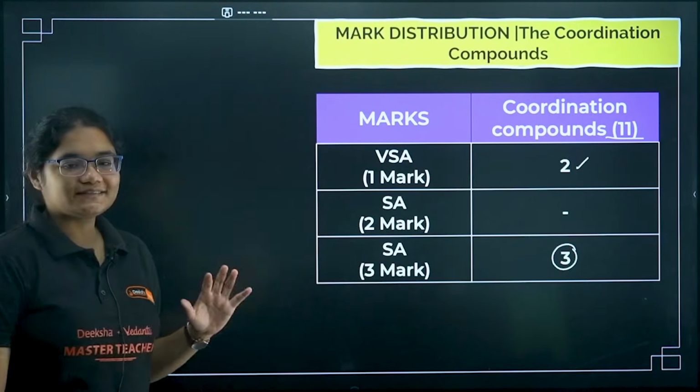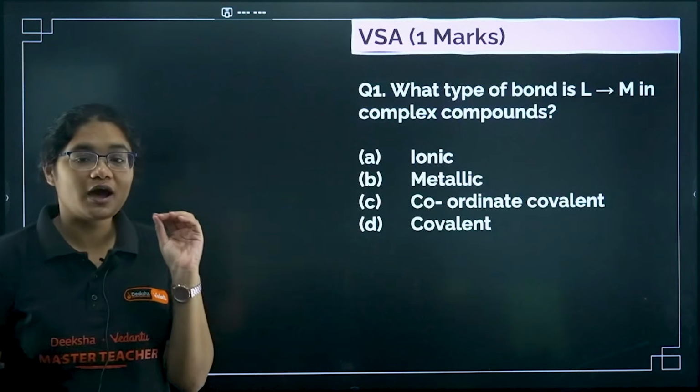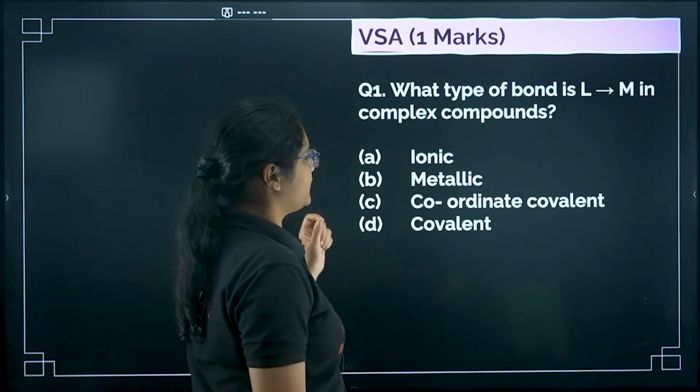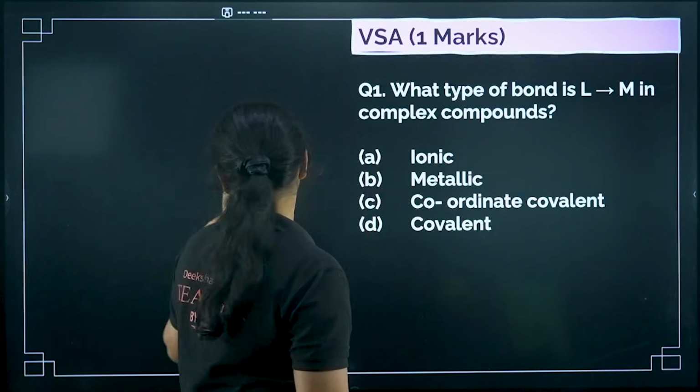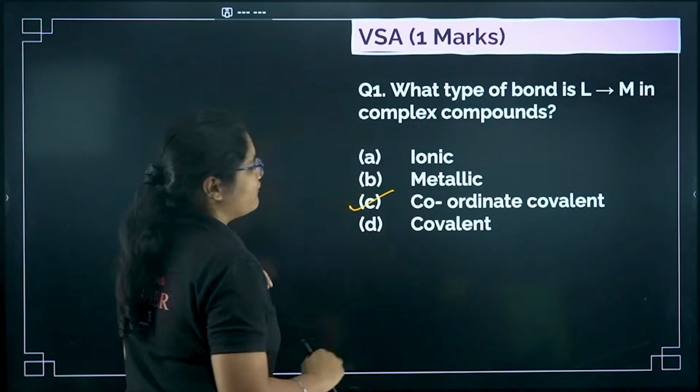Now let us start with the first question, which is your MCQ, and these MCQs are all HOTS questions. What type of bond is there between ligand and metal in a complex compound? The type of bond here is actually coordinate covalent bond.